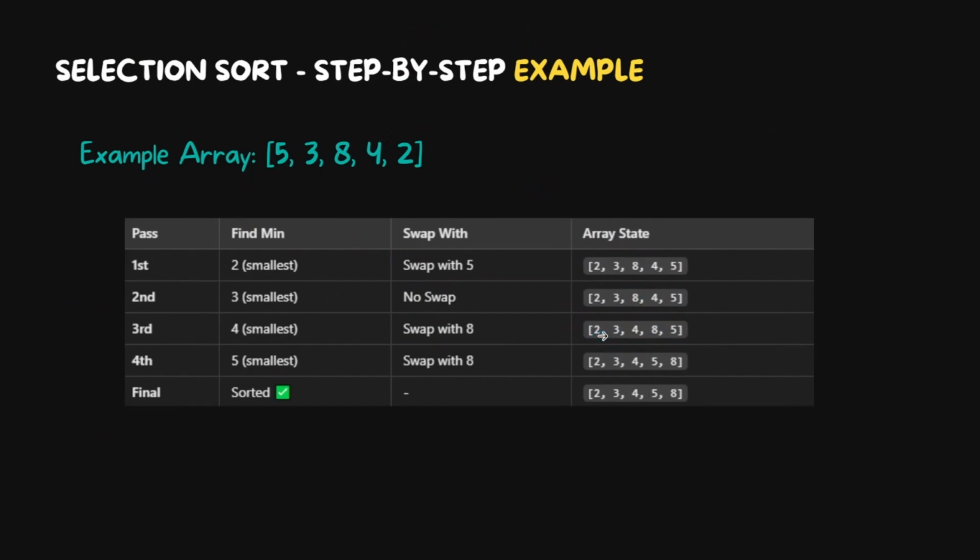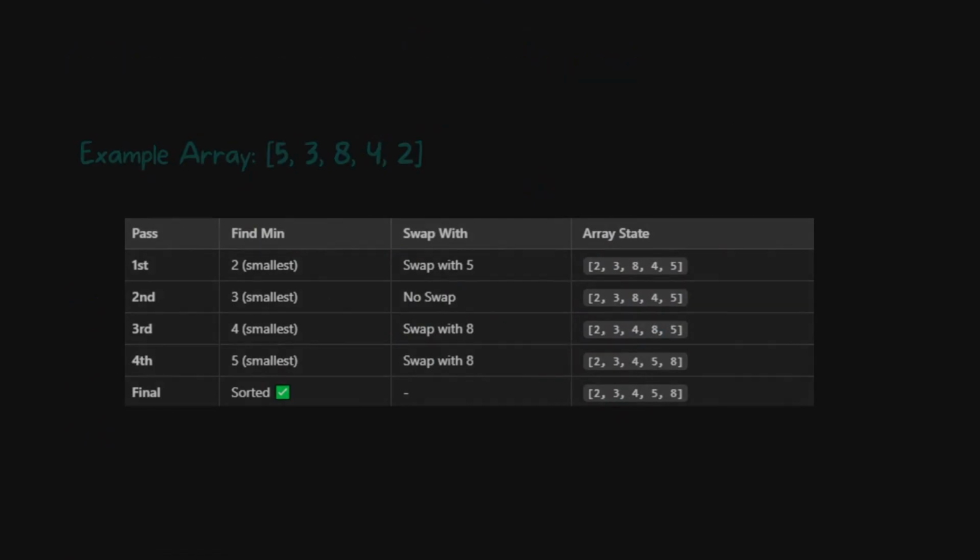In pass 4, we will find the smallest element in 8 and 5. The smallest element is 5. So we will swap 5 with 8. And the result will be 2, 3, 4, 5 and 8. Then finally, the sorted array will be 2, 3, 4, 5 and 8. Notice that in every pass we pick the smallest number and move it to the correct position.